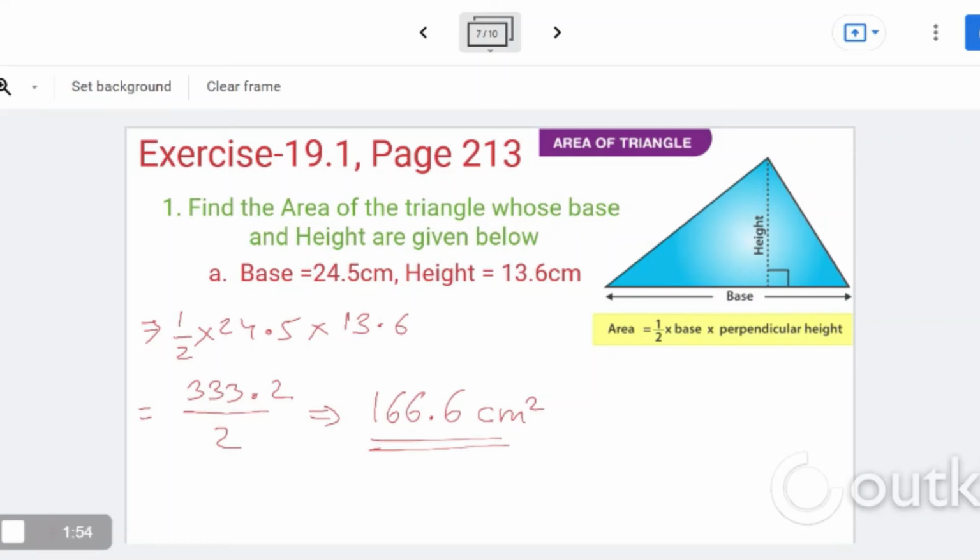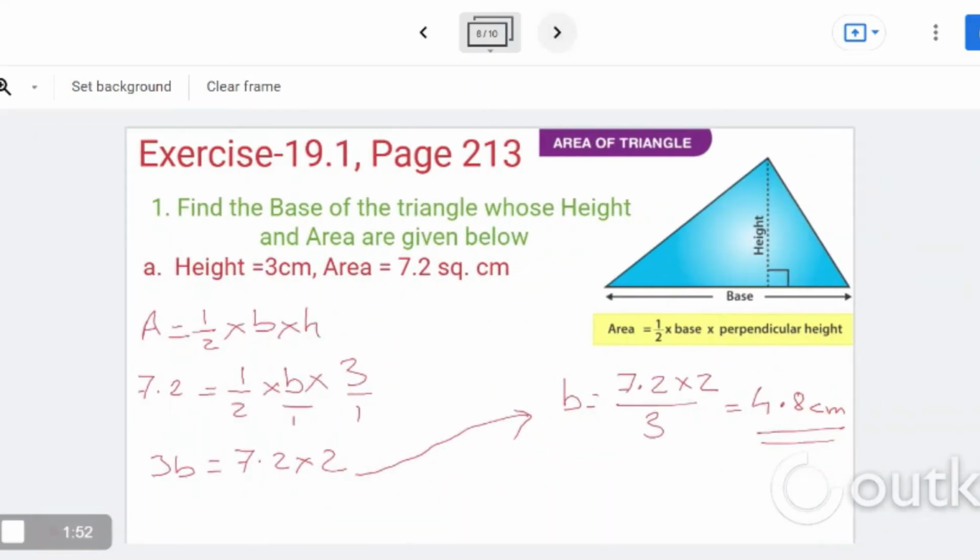Now there is another question pattern. The diagram will be the same. The entire area of the triangle is given and the height is given, but the base is missing. It is a question mark. So you will use the same formula. Height is given as 3 centimeters. The question is find the base of the triangle whose height as well as area is given. So we'll use the same formula. Area equals half into base into height. You can see out here, my area is substituted with 7.2 because it is already given in the question.